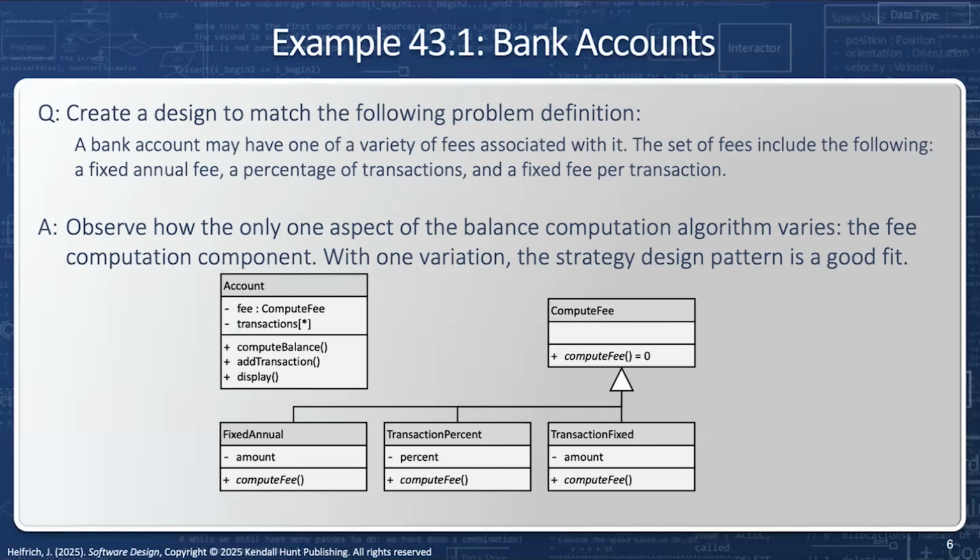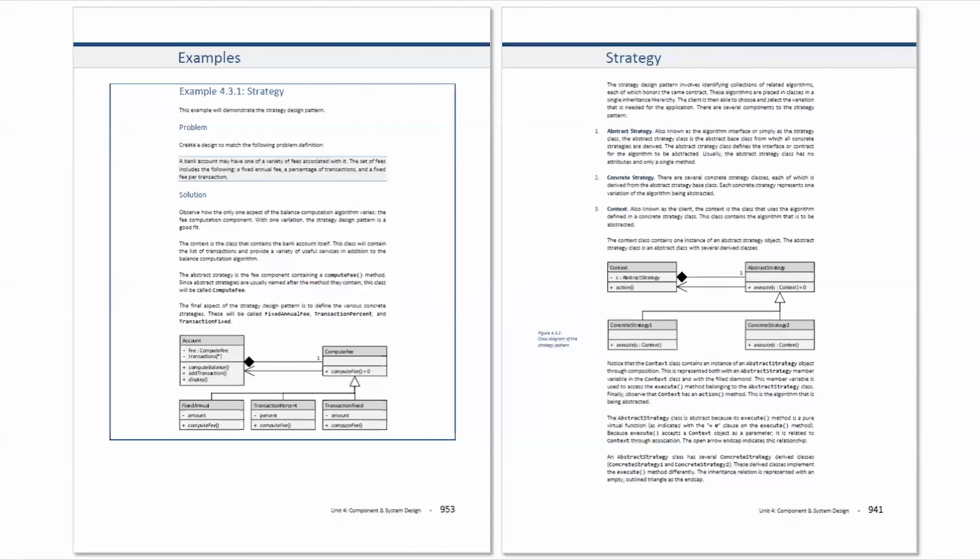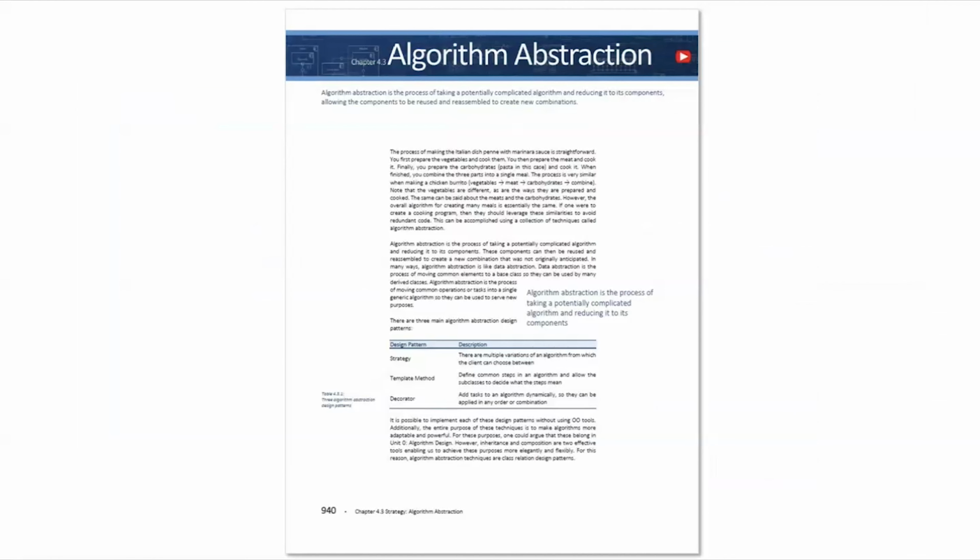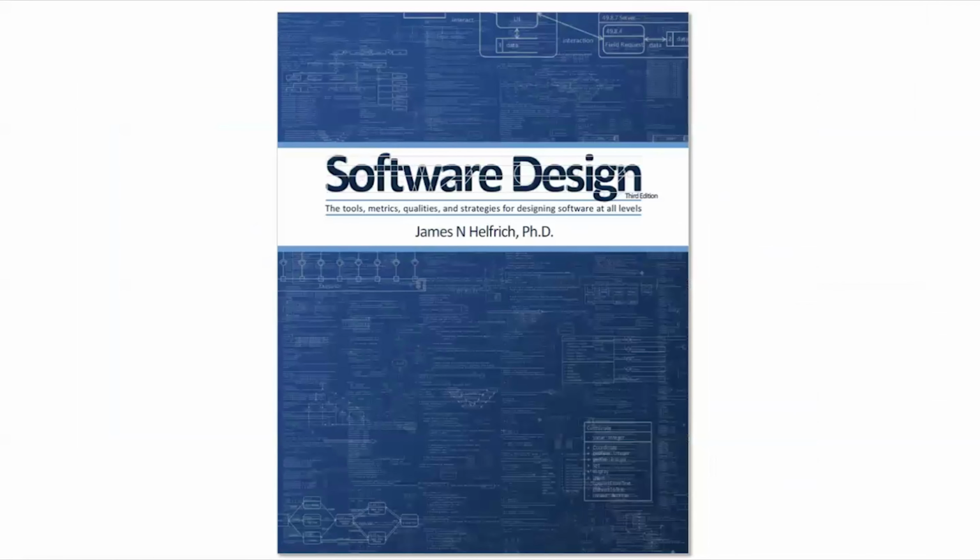Now, my client is going to be an account, and notice how compute fee is going to reference account, and account is going to have one instance of compute fee by composition. This is example 43.1 in the strategy section of the algorithm abstraction chapter of the software design textbook.